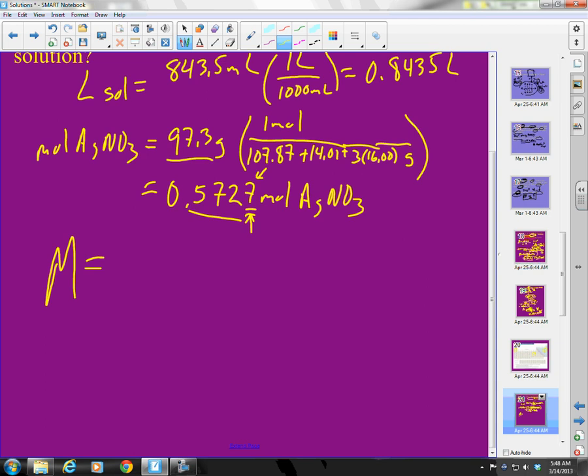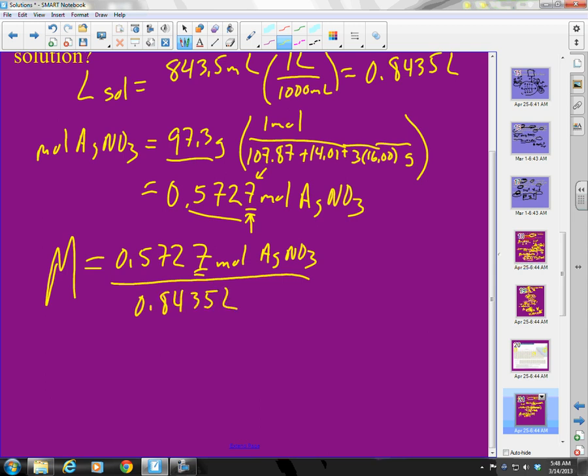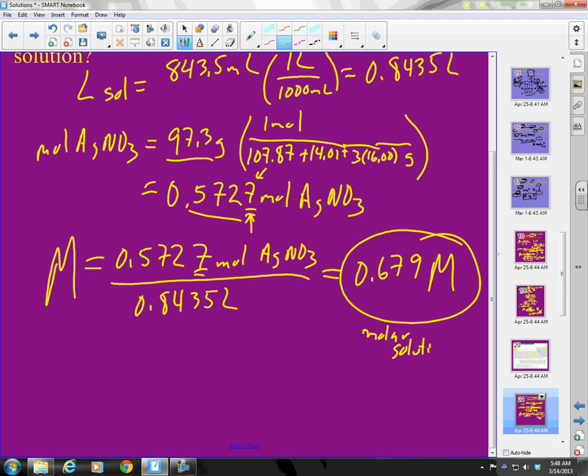So the molarity is what? Moles per liter. So 0.5727, not just any kind of moles, but moles of my solute, over not just any liters, but liters of my solution, 0.8435 liters. Divide that, and I get 0.679 big M. And I would say I have a 0.679 molar solution of silver nitrate. There we go. That was a piece of cake.